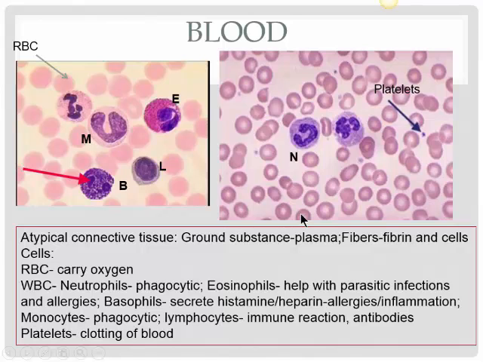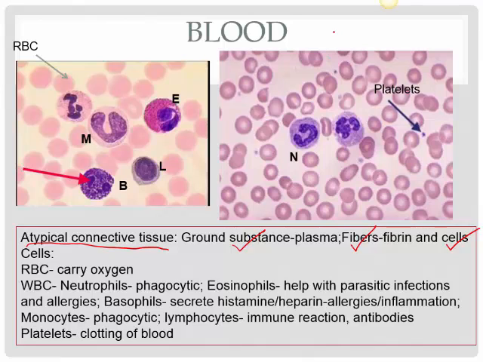Now we'll do the remaining part of connective tissue, which is blood. Blood is what is called an atypical type of connective tissue. By definition, connective tissue has to have ground substance, fibers, and cells. In blood, you have ground substance, which is plasma. You have cells, which are the different types of cells that you see: the red blood cells, white blood cells, and platelets. You have fibers, which are called fibrin threads, but fibrin is not seen normally.